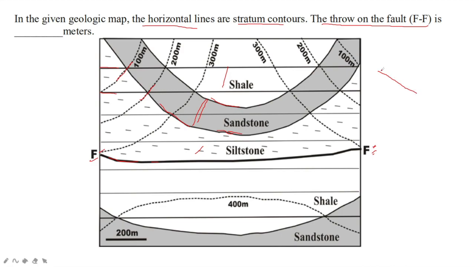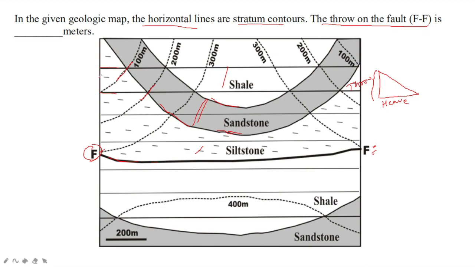Suppose this is a fault. This is the net slip on the fault. Then this vertical component is the throw, and the horizontal component is called the heave. So the question only asks the throw on the fault. We have to calculate only the vertical component of the slip along this fault plane, which is FF.